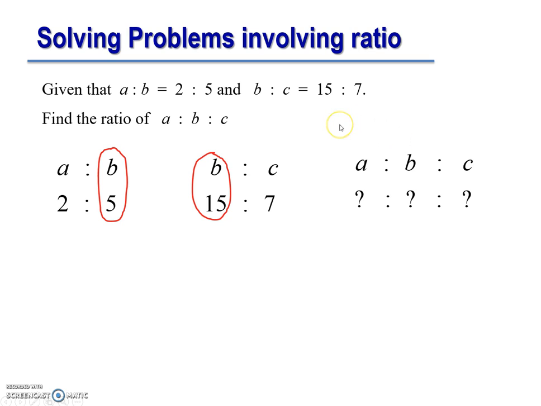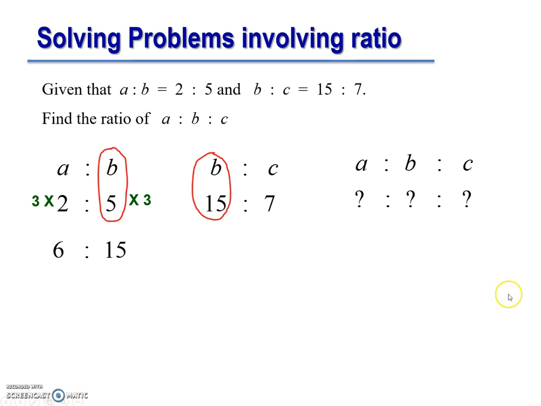Now, I think the best thing that we can do here is to multiply the ratios on the left hand side by 3. Why do we multiply by 3? So that the 5 will become 15. However, we cannot just multiply the B by 3. The other part, which is A, should also be multiplied by 3. So what we have now is a new ratio for A and B, which is 6 and 15.